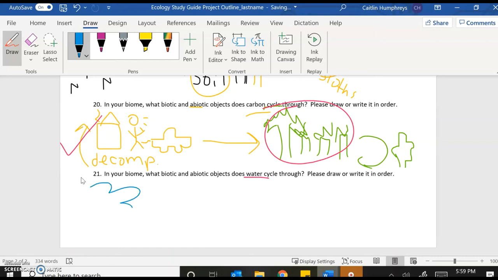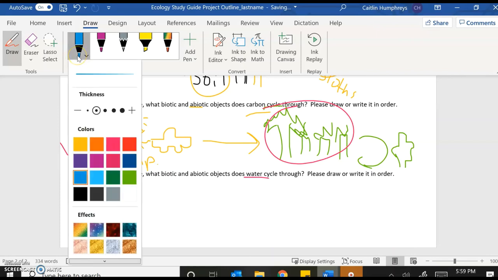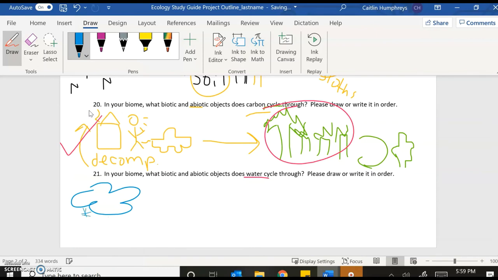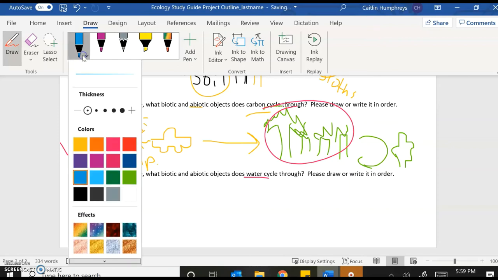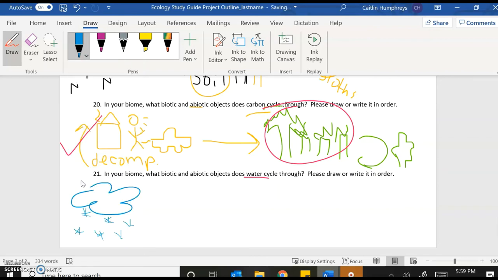Precipitation is any form of water falling from the sky. So, if you're in the tundra, you are going to be drawing snowflakes, my friends. If you are in the rainforest, you're going to be drawing a bunch of rain. If you're in the desert, you're going to be drawing just a little bit of rain. This cloud should accurately represent the amount of precipitation your biome gets.